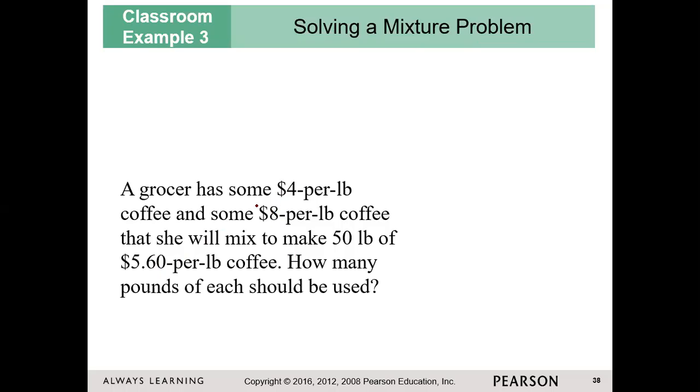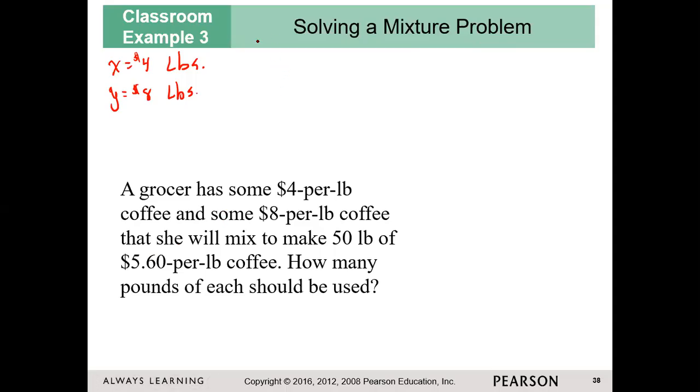Okay. So again, what we need is a couple of variables. So X is going to be our $4 per pound, and it's the number of pounds that we need. And then Y will be our number of pounds for our $8. Okay. And again, we're going to mix it to create this $5.60 per pound coffee.